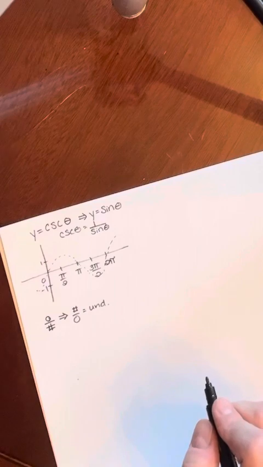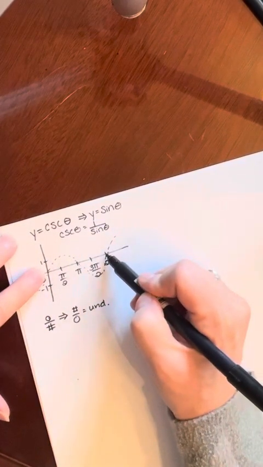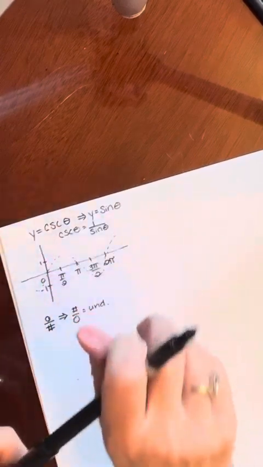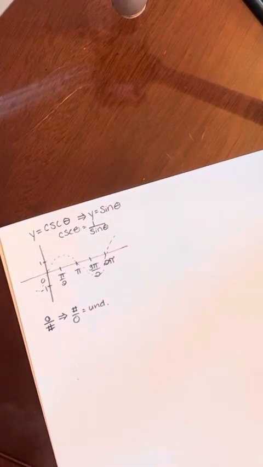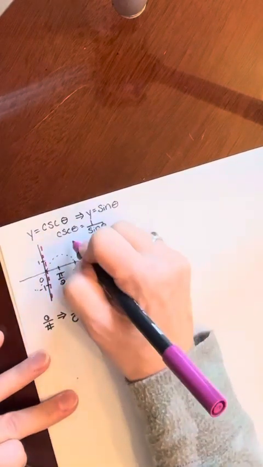And how do we graph undefineds? Undefineds get graphed with an asymptote. So anywhere you see a 0 on the sine function, it turns into an asymptote. Let's do that in a different color. Let's use our purple. So we've got asymptotes wherever the sine function is 0.